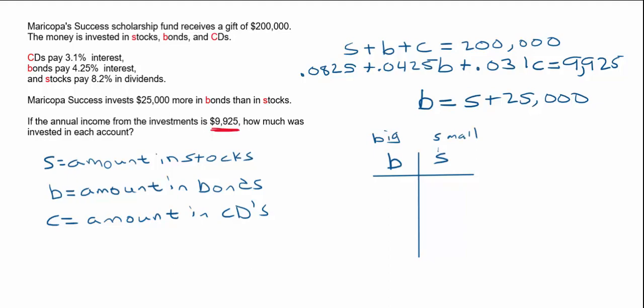So for example, if I was to put $1,000 into stocks, what does this equation say to do? It says that the amount in bonds would be 1,000 plus 25,000, so that would give you 26,000. So even though the 25,000 is being added to the S, this doesn't make the amount in stocks bigger, it makes the amount put into bonds bigger. You can see that the amount put in bonds is $25,000 more than the amount put in stocks.